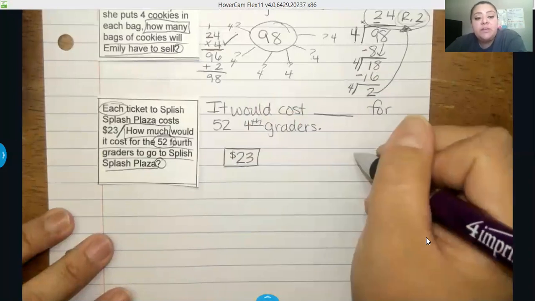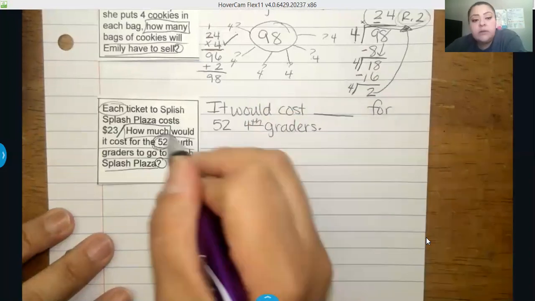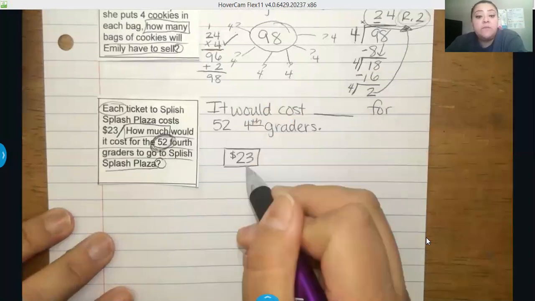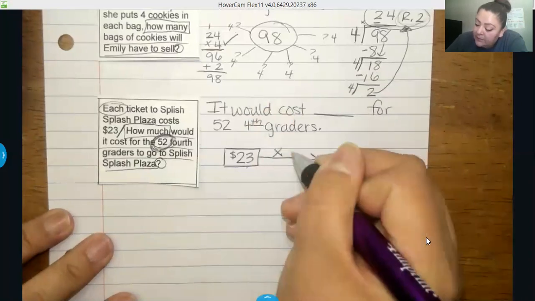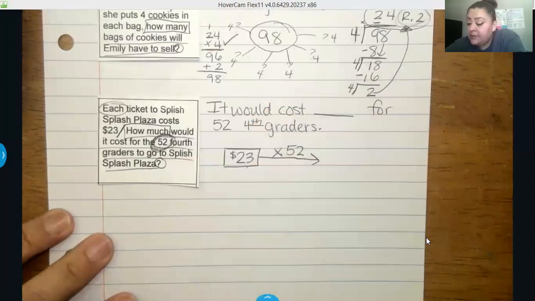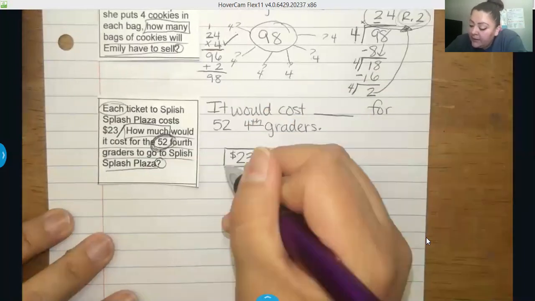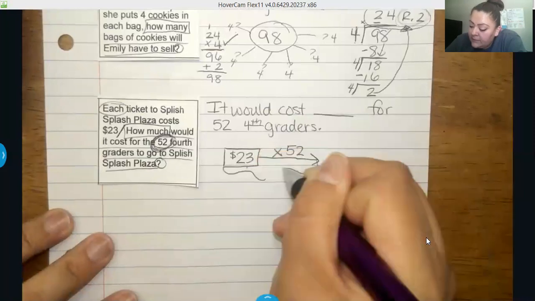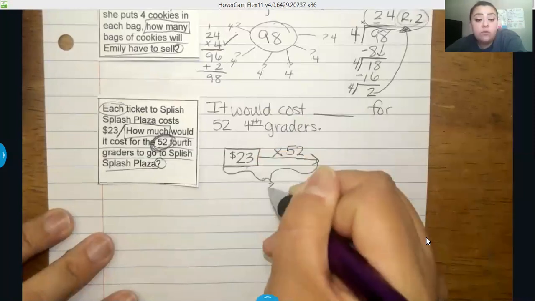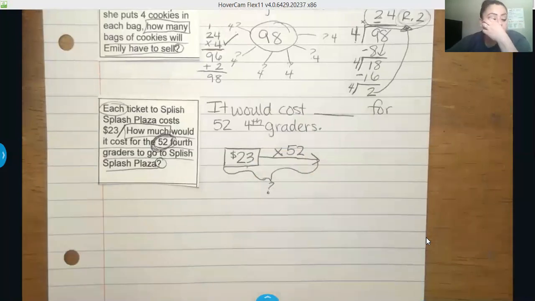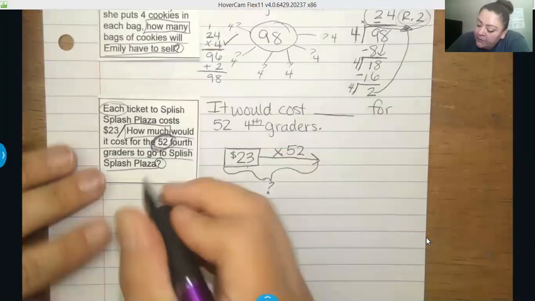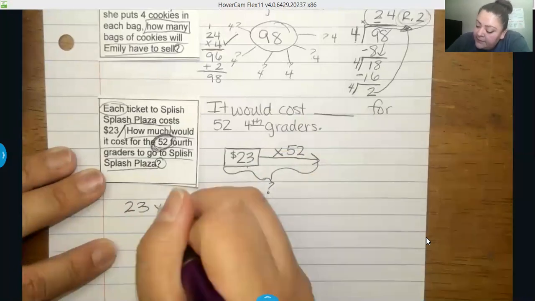Okay, how much would it cost for 52? Okay, I'm not going to write $23 52 times, but I know I need to take this and multiply it times 52. That's something really simple and easy, because then once we have that, we can take this and we can take this to find our total. Okay, now with this one, I'm actually going to set it up two ways. Because for some people it's different depending on how you solve it. So I do see that I need to multiply. So I need to do 23 times 52.